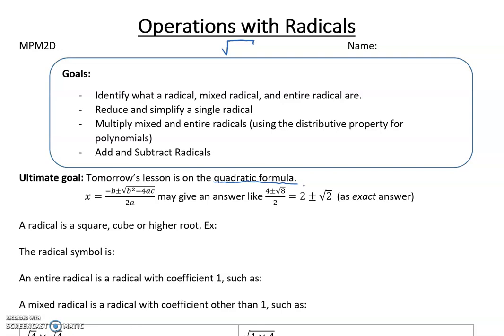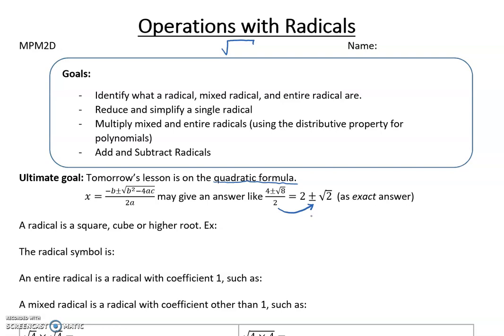Here's what it might give you. It might give you an answer like 4 plus or minus root 8 divided by 2. And we're going to want to simplify to an exact answer, and the exact answer in this case would be 2 plus or minus root 2. And so my hope for today is that we can go from here to here by the end of the lesson. So let's talk about radicals.